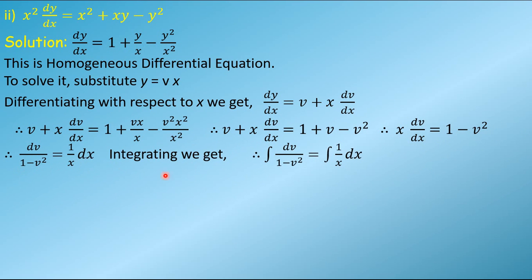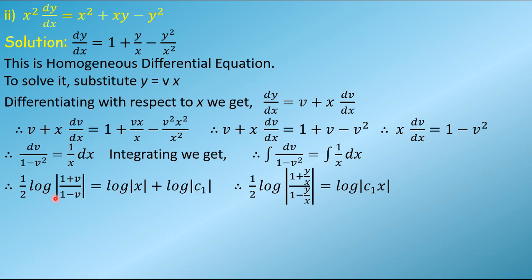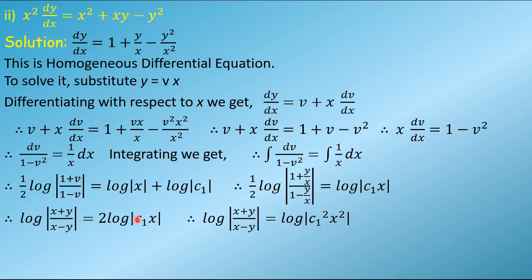Now separating the things, integrating. Now 1 minus v square dv upon 1 minus x square, or you may say dx upon a square minus x square. The formula is 1 by 2a log of a plus x upon a minus x. So same thing I have applied, a value is 1, so 2 into 1 will be 2, log of 1 plus v, this side log x plus log c1. Then replacing the value of v, x plus y upon x minus y, and 2 is shifted, so it becomes c1 square x square, log cancelled.